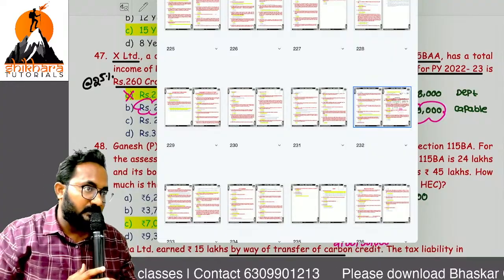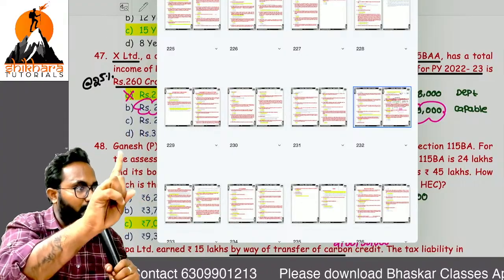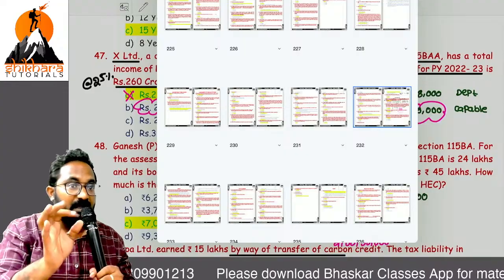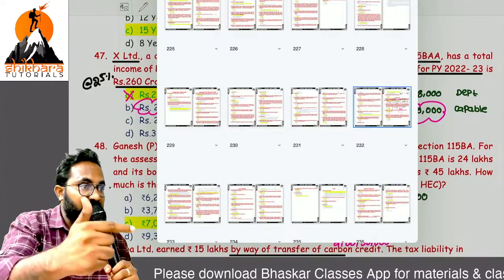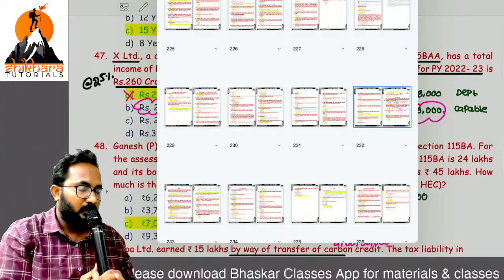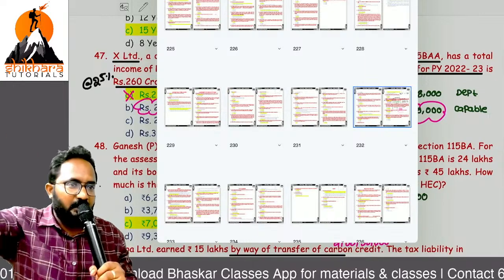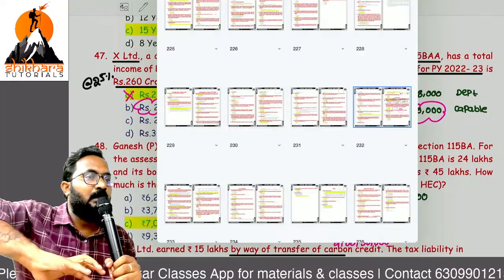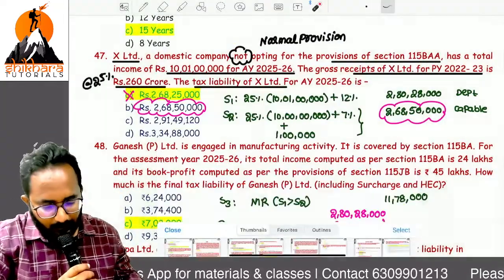How to calculate marginal relief? Totally by using 4 steps. Step 1, tax on total income including surcharge. Step 2, tax on basic limits including surcharge, plus you have to add excess income over the basic limit. Why are we adding the excess income over the basic limit? Because, sir, I am unable to pay the total tax, but I will give the total extra income over the basic limit.